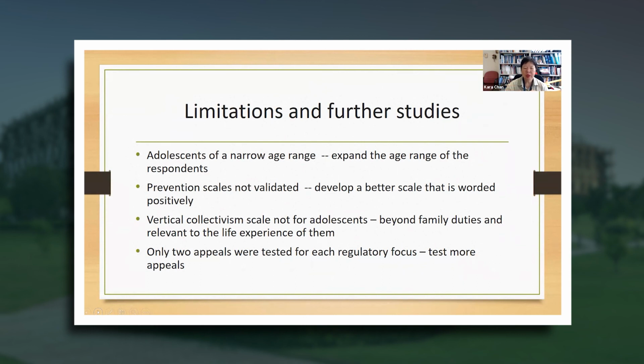And the prevention skill, because those two items are add-on items, it's not properly validated. So I think people who are interested in psychometrics can work on the prevention skill a little bit further. And the vertical collectivism skill definitely is a nightmare for adolescents. We need a good skill. So I think you or your colleagues may be interested to develop further. And we only use 2 appeals for each regulatory focus. We may be able to test more appeals.